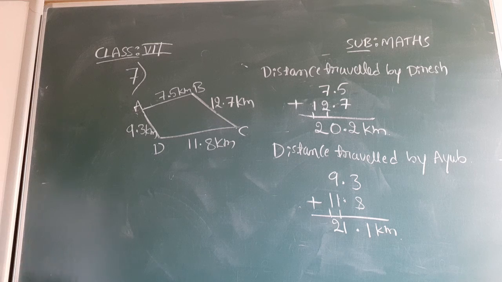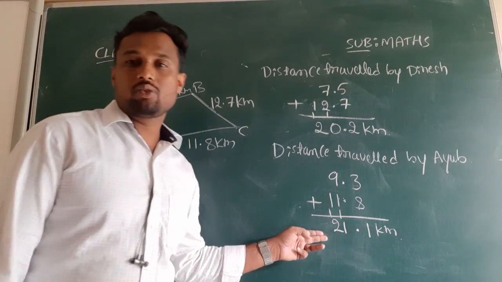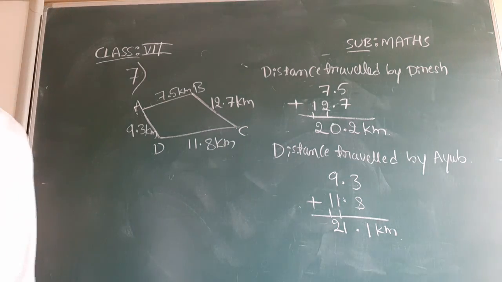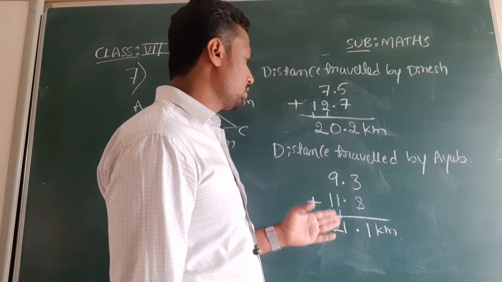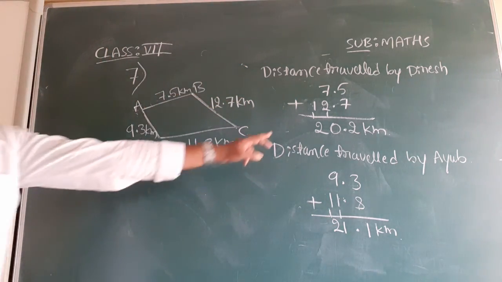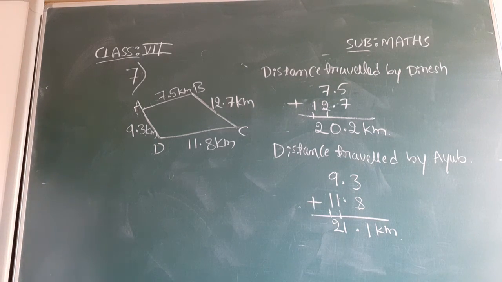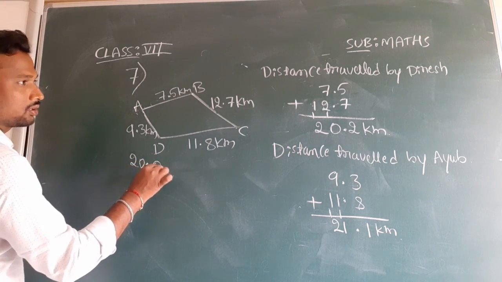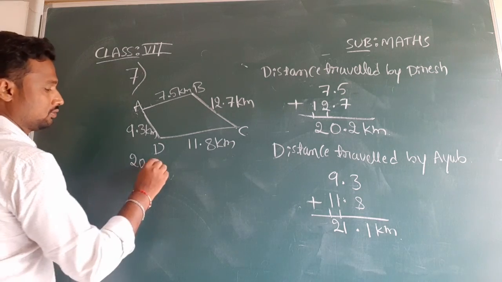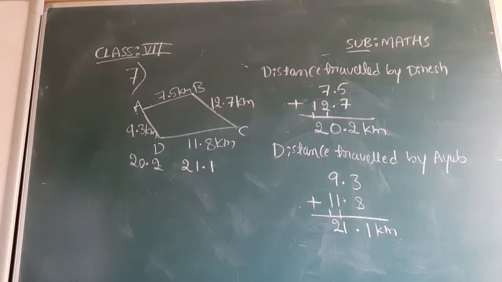Now we have to compare these two values. What are the values we have to compare here? That is nothing but 20.2 kilometers and 21.1 kilometers, because this is the total distance traveled by Dinesh and this is the total distance traveled by Ayub. If you compare these two values, we will get to know who traveled more distance. So now, first I will write 20.2, next value that is 21.1.